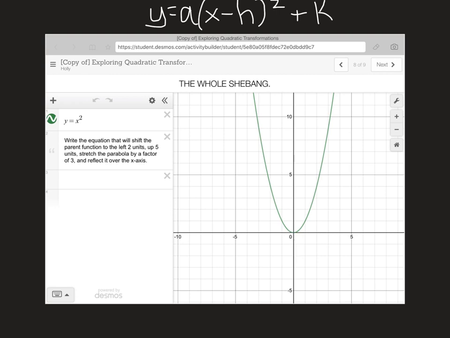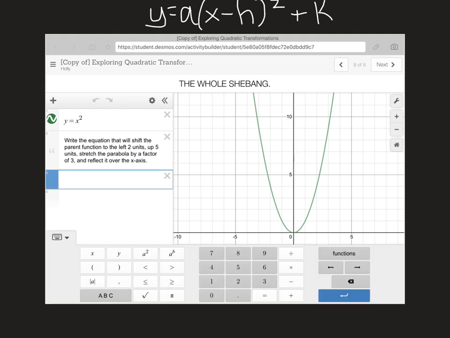So now we're going to do the whole shebang. We're going to put all of them together. This is a great chance to pause, see what you think the equation would be for this transformation, and then check in a moment. So the transformation is that we want to write the equation that will shift the parent function to the left 2 units. So left and right, that's your h value, h for horizontal, if that helps. Up 5 units, that's going to be our k value. Stretch the parabola by a factor of 3, so that's a, and reflect it over the x-axis.